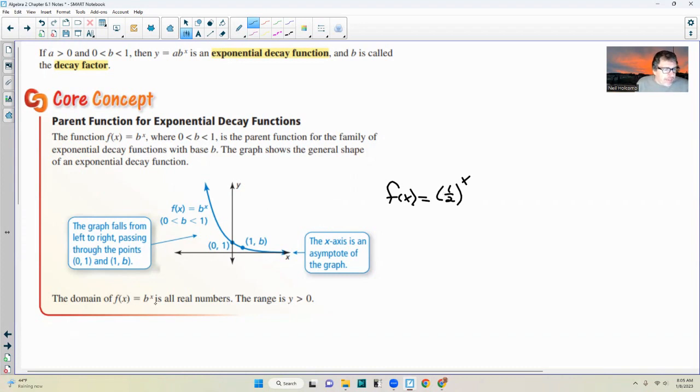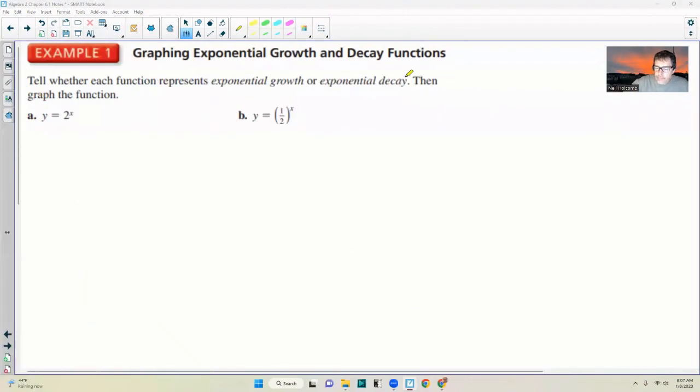The domain of f of x equals b to the x is all real numbers. So we can plug any x value in and it will produce a y value, but the range will always be greater than 0. Y can never equal 0 and y can never be negative, again. Okay, so let's take a look at some examples.